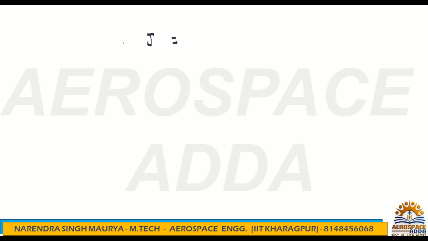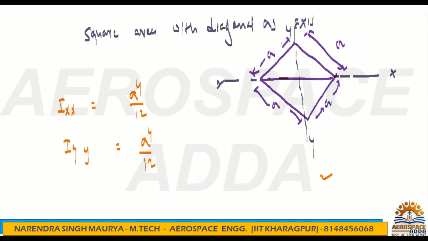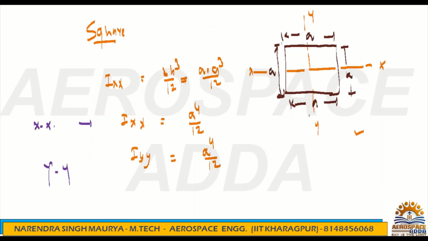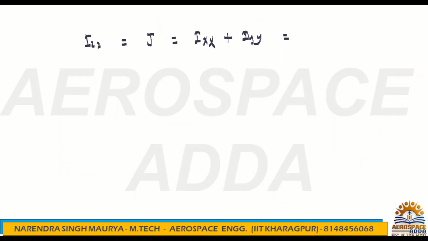As you know, this J is nothing but Izz, and it is nothing but Ixx plus Iyy. If the section dimensions are the same, then the value will be the same. Just like a square, if you check, dimensions are the same, so Ixx and Iyy are the same. Similarly for the circle also, because everywhere from the center the radius will be the same, Ixx and Iyy will be the same. So you can say Ixx is equal to Iyy, then you can take 2Iyy, or you can take 2Ixx.